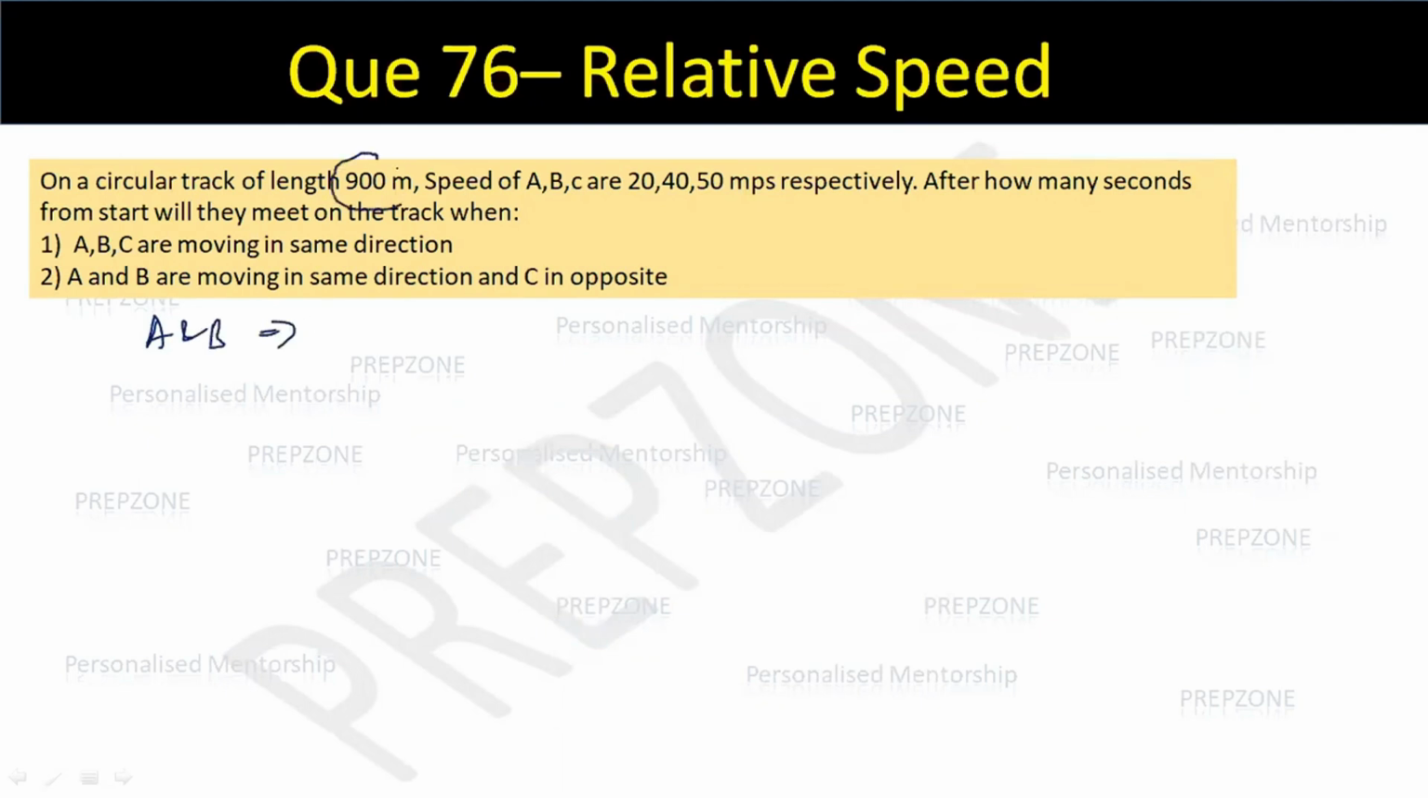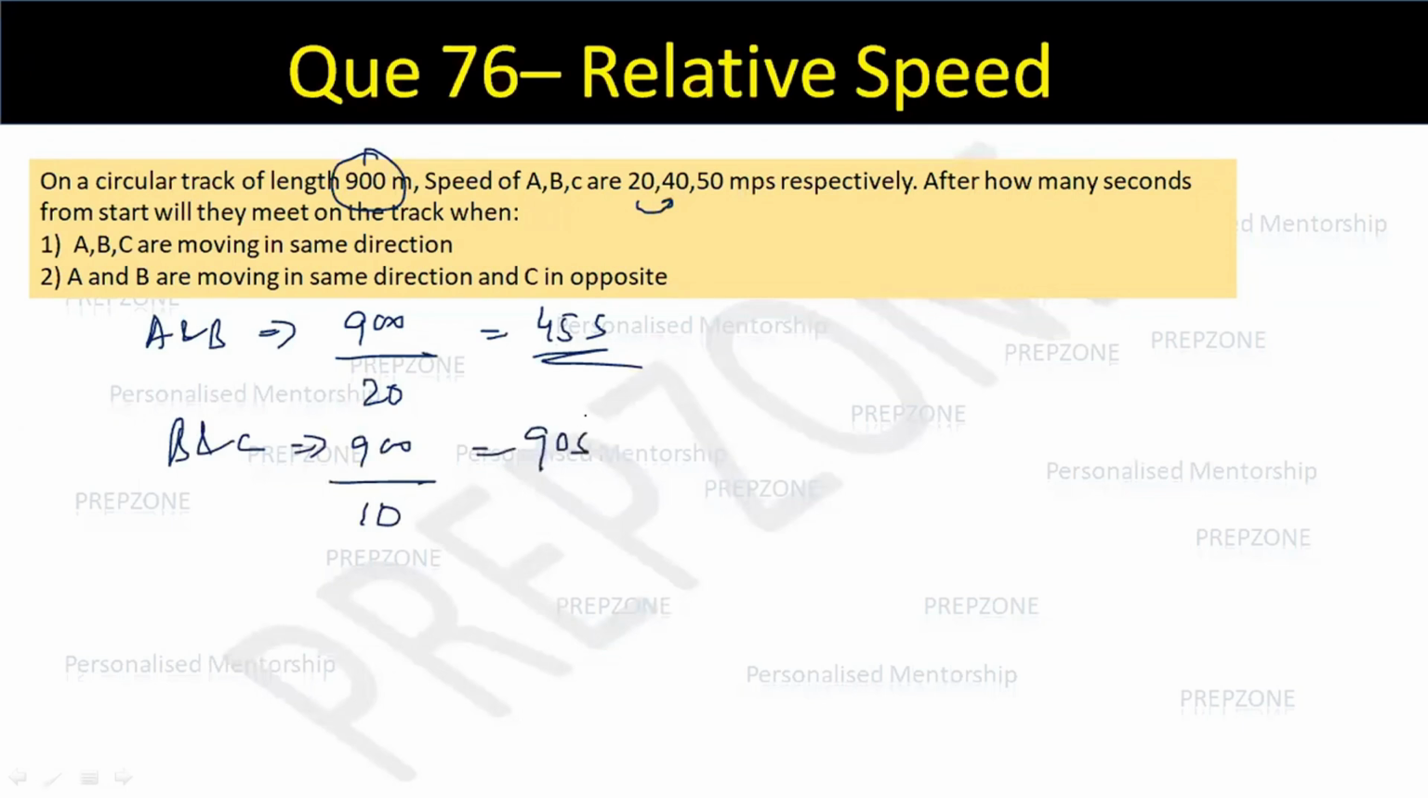ए एंड बी के बीच में रिलेटिव डिस्टेंस इज 900 and if they're moving in the same direction, their relative speed is 40 minus 20, 20. So A and B will meet after 45 seconds. Similarly, B and C will meet after 900 by 10, after 90 seconds. अब बस इन दोनों का LCM ले लो, so it will be 90.